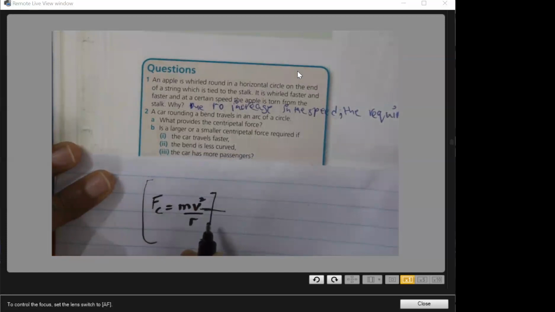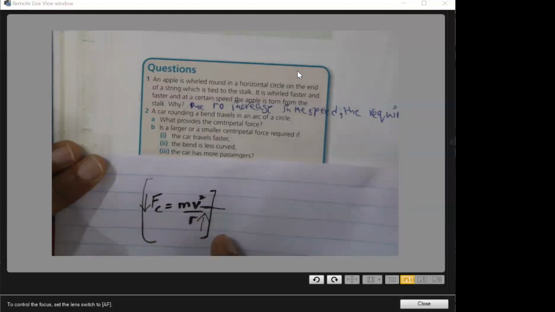Yes, you are correct. Why? Beta, take help of this equation. So what are we doing when the bend is less curved? What's happening to the radius? Increasing. When less curved, meaning bigger radius. Bigger radius, and so it's inversely proportional to the force, and therefore smaller centripetal force. Okay, because they're inversely proportional.